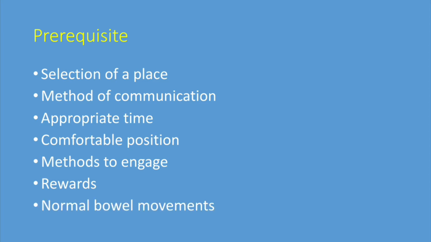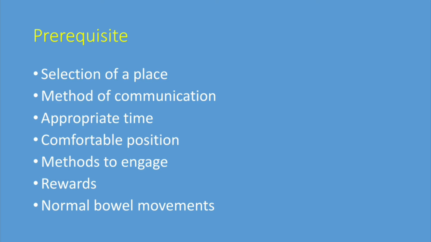And normal bowel movement is also important. When you're starting bowel training, we have to make sure that the child has normal bowel movements. When we say normal bowel movements, it means the child should not have any problems like constipation or diarrhea. If the child is having constipation, it becomes very difficult for the child to cooperate. He may be having pain and discomfort. So it is important to address that problem first and then go on.